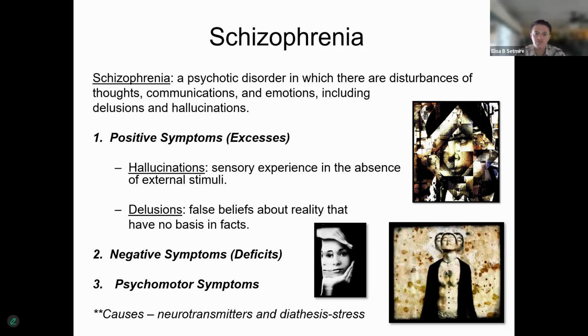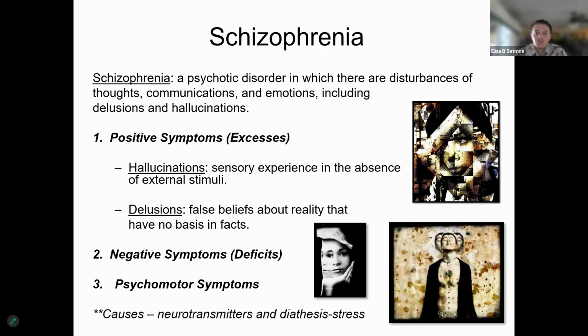There are a lot of symptoms of schizophrenia, enough so that we used to divide this up by the different types of symptoms that people could have. But now we tend to talk about it in terms of three groups. So we have positive, negative, and psychomotor symptoms. And like every other time in psychology, positive here doesn't mean good, right? It's not the good symptoms of schizophrenia, it's excesses. And these are by far the most common.